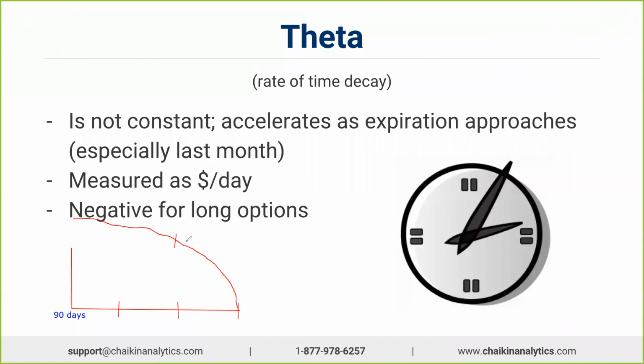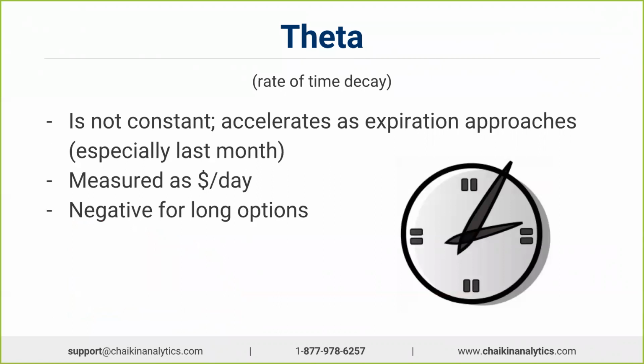The loss from here over is greater than the amount you lose from the first 60. The last 30 days, you'll lose more money than the first 60 on an at-the-money option. It really, really falls off quick. All right, so just be aware of that.